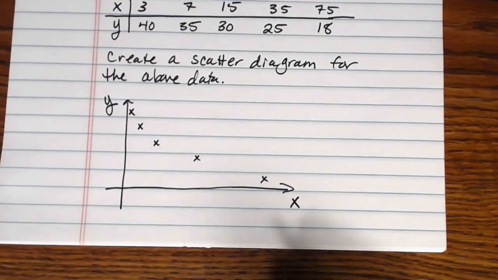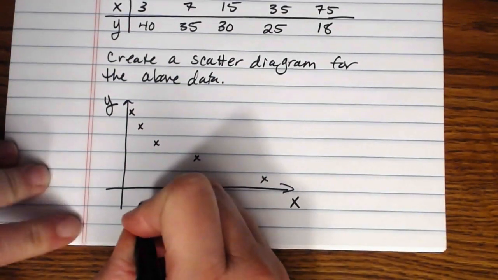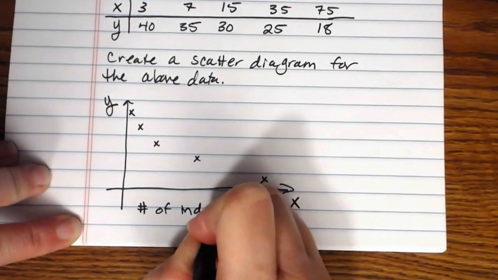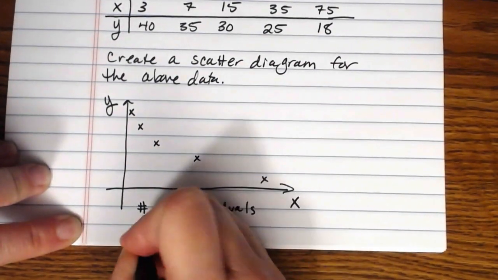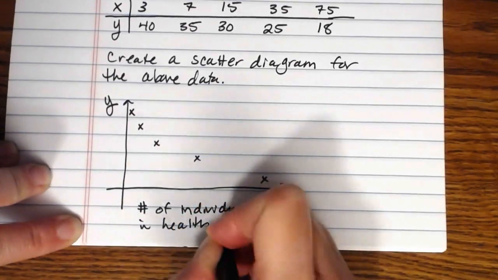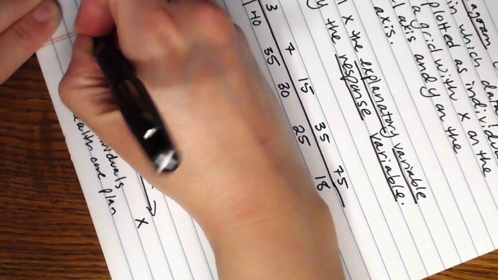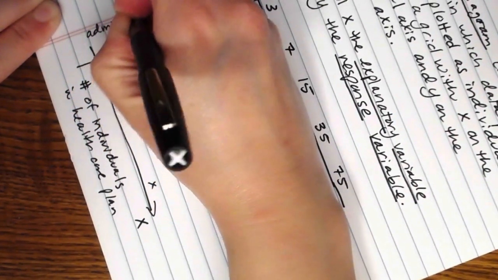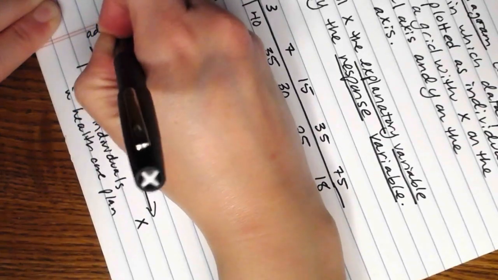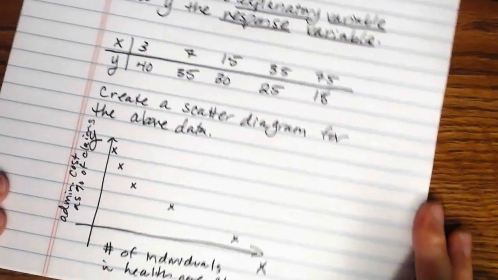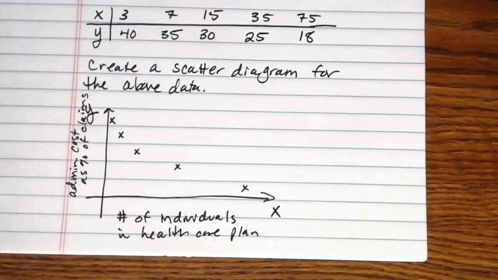So first let's go ahead and label them. X, again, was the number of individuals in the healthcare plan. So number of individuals in healthcare plan. And Y was the percent administrative cost. Admin cost as percent of claims. Okay, so we've got those labeled, so that's good.